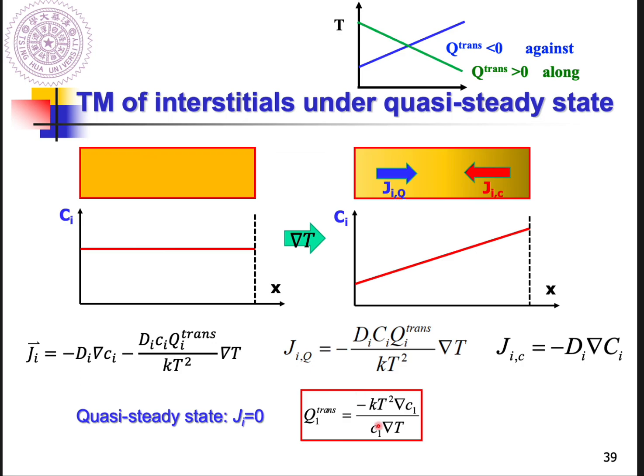So every element or every diffusing species has its own heat of transport. You can use this way to get it, and the sign of the heat of transport can tell you the direction of the diffusing species under the temperature gradient you apply on the system.